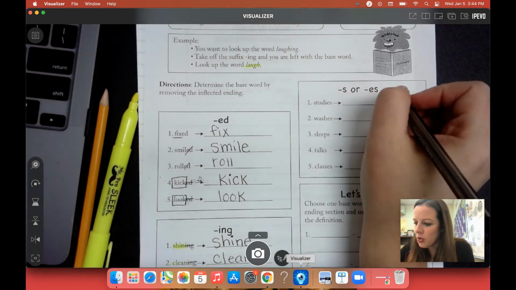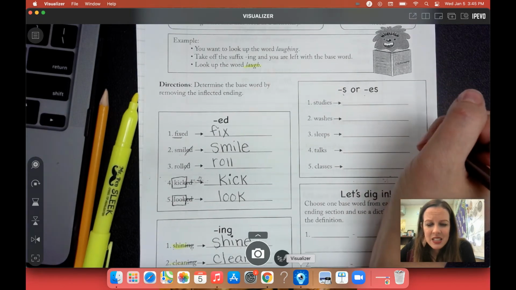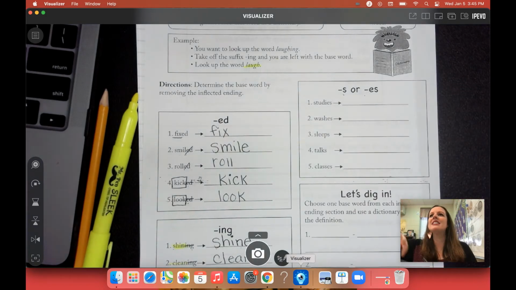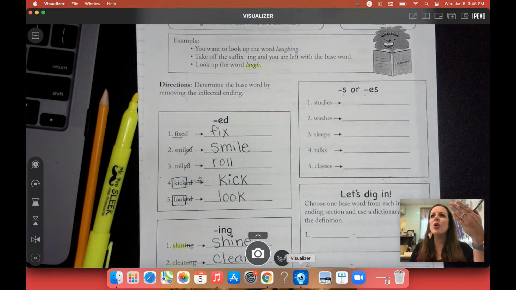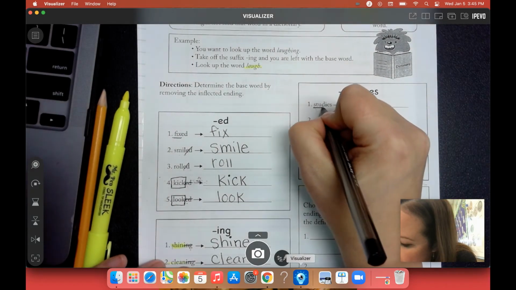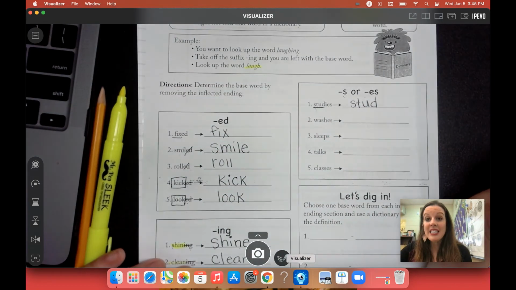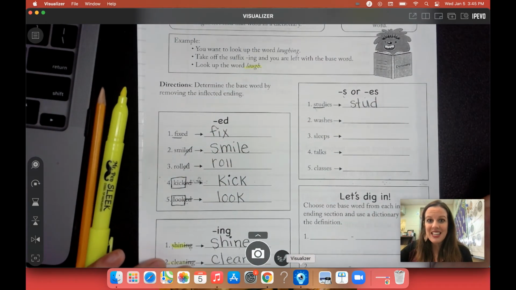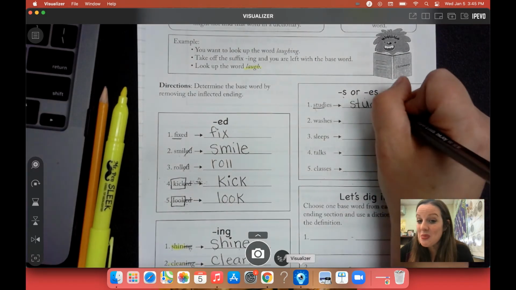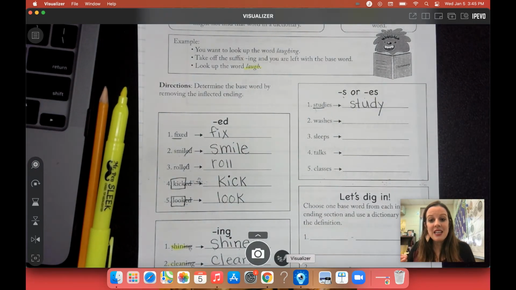Here we have to remove the S or the ES. In the word studies, what would be the base word? Studies. I take off the S and I'm left with what word? Study. It gives me some of the spelling. Stud. Do you know what I need to add to the end to spell study? Did you say Y? You would be right. Study. The base word of studies is study.